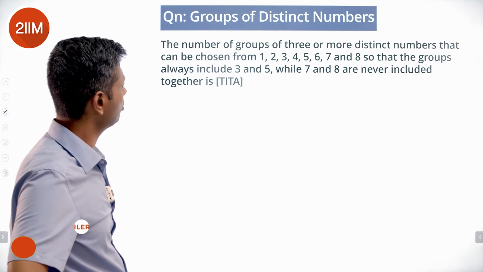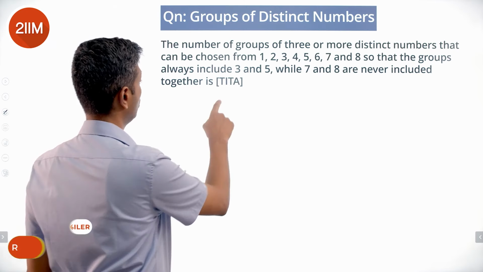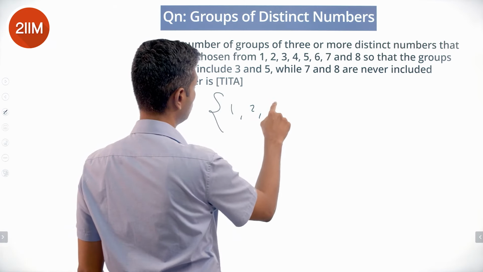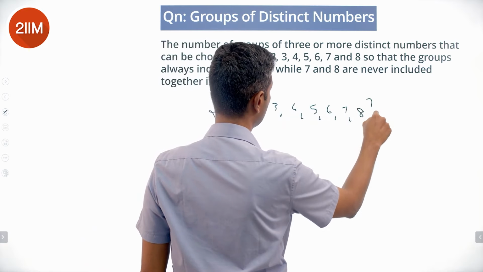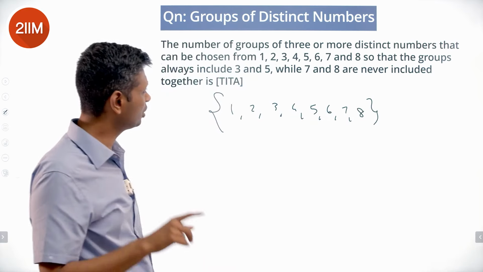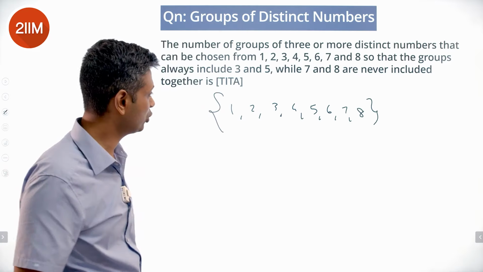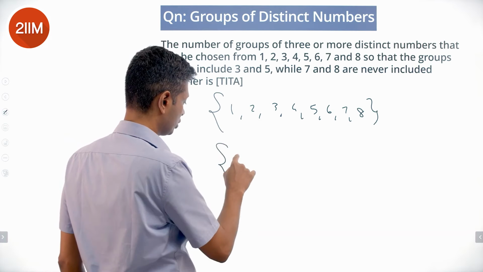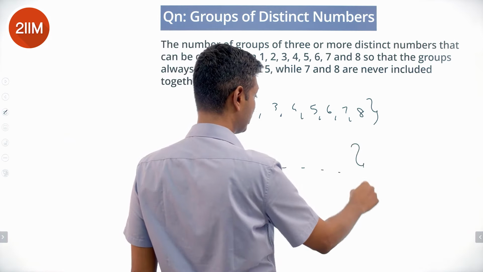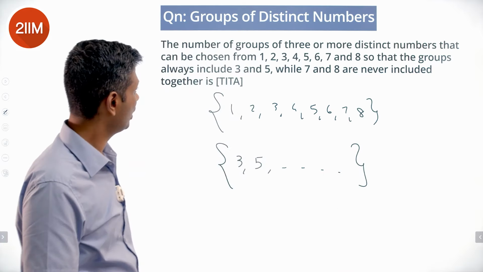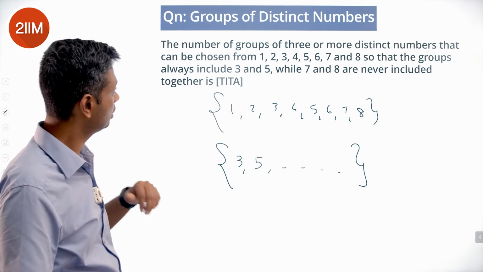The number of groups of three or more distinct numbers that can be chosen from 1, 2, 3, 4, 5, 6, 7, 8, so that the groups always include 3 and 5, while 7 and 8 are never included. So they should always include 3 and 5. Should have 3 and 5. Never have 7 and 8 together. So 3 and 5 are in.